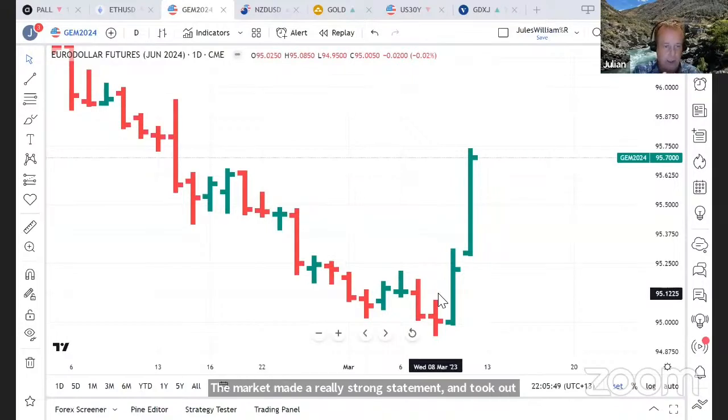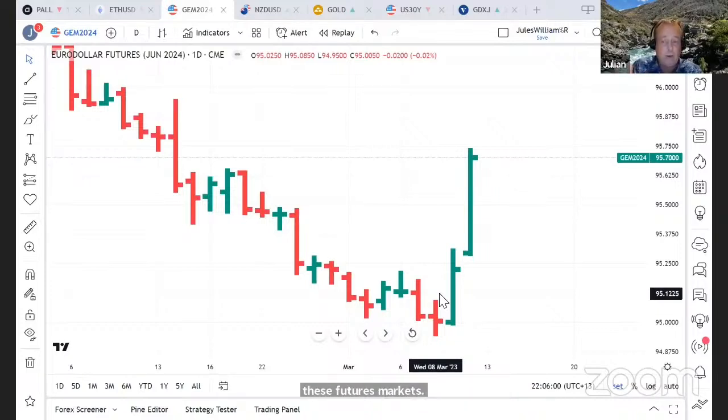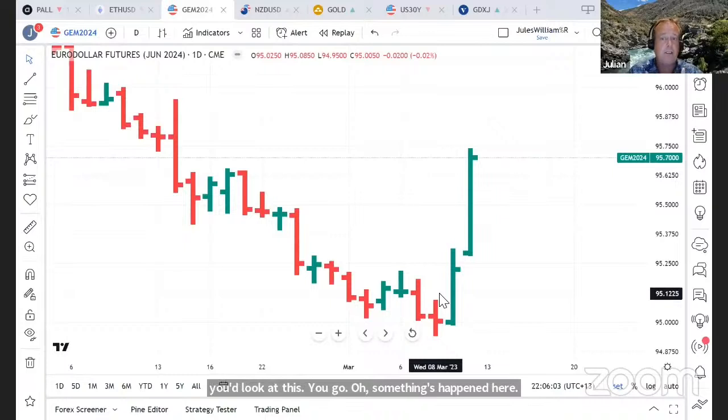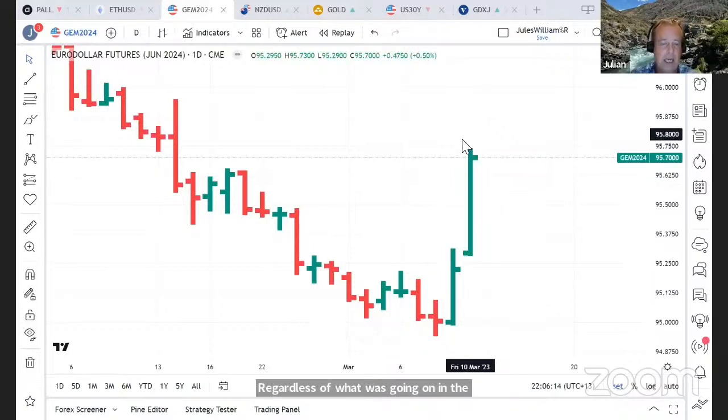So that's why watching price action is very important. If you were a trader and you had a short position here in these futures markets, you'd look at this and go, oh, something's happened here. I've either been taken out because my stop loss would have been hit if I was short, or else I'd be on full alert for something going wrong. So there was already, on Thursday, the inkling that something was happening, regardless of what was going on in the macroeconomic environment. And then on Friday, bang, we had this big move when the bank failure news came out. So already the market had an idea that something was going wrong.